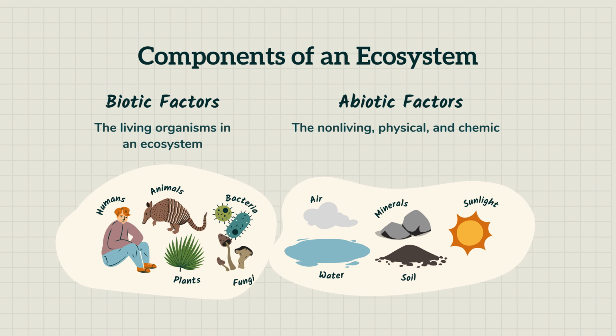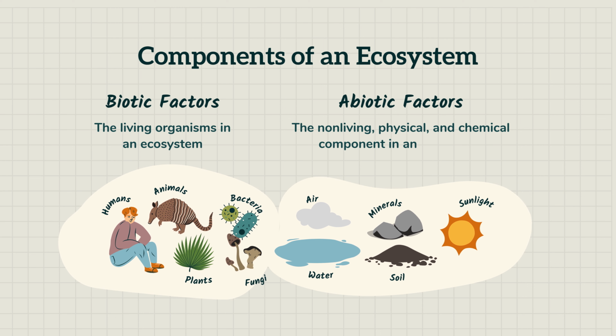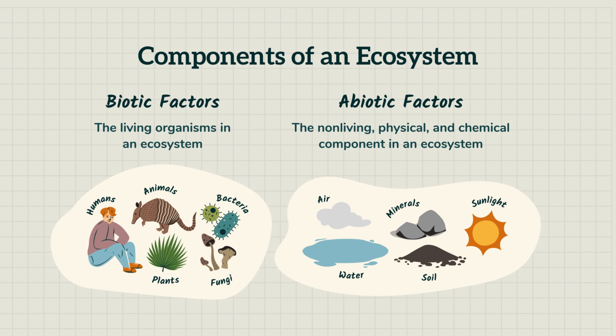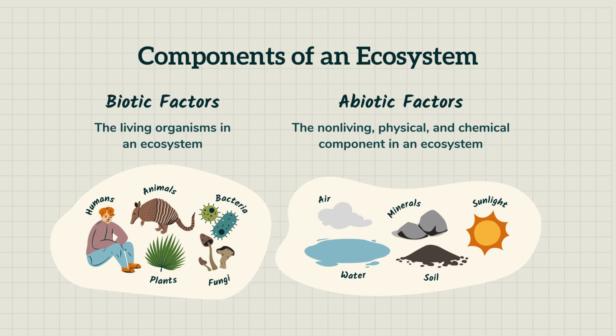Biotic components. These are the living parts of an ecosystem. Think of animals, plants, fungi, and even bacteria. For example, plants provide food and shelter for animals, and animals, in turn, help plants by dispersing seeds. Abiotic components. These are the non-living parts like air, water, soil, and sunlight. They provide the essential environment in which life can exist.